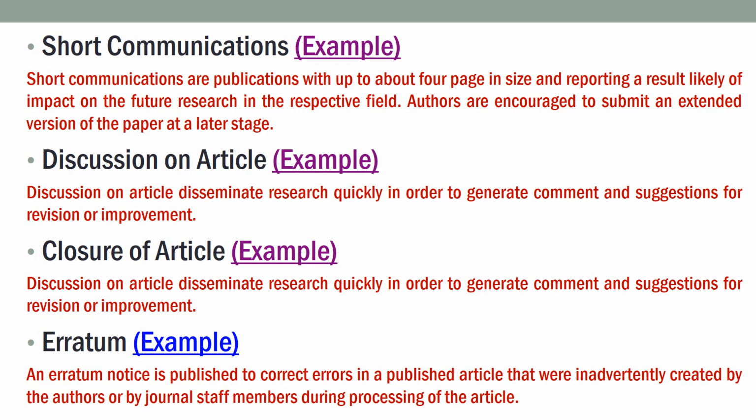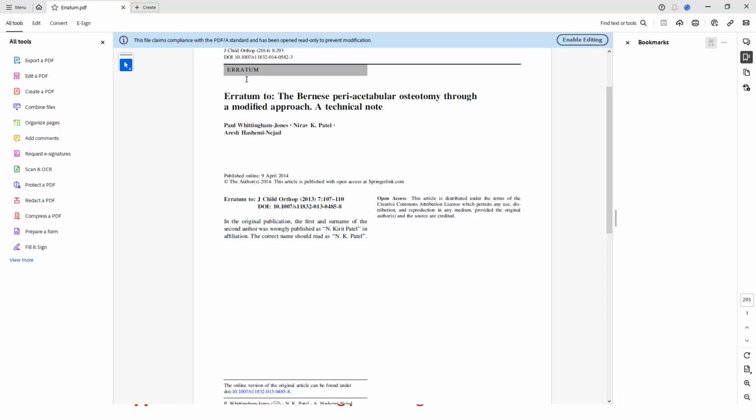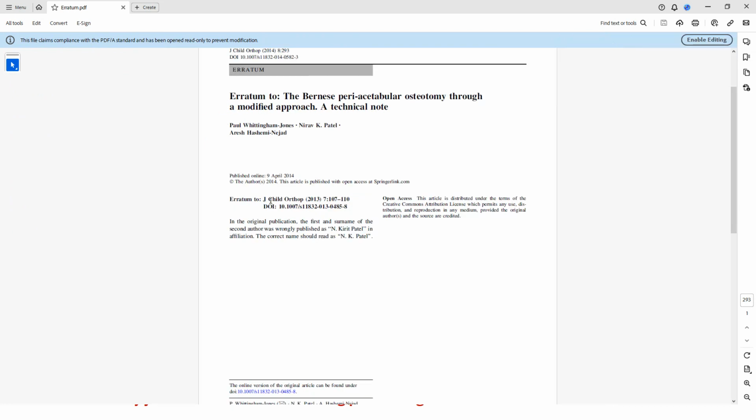So if any error is available in that published research article, that error may be by the author or may be by the publication house during the processing of the article. And now if you want to correct that error, that error correction you can publish as an erratum. Okay. So for example, if you look at erratum, here it is written, right? So this is published as an erratum. Heading itself is written erratum. Now what is this erratum? This is the original article published in 2013 in the Journal of Child Orthopedics.